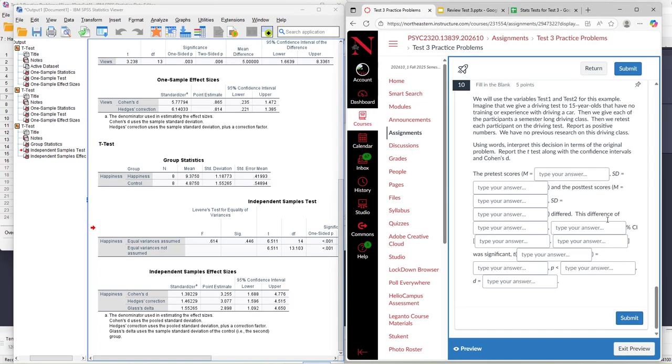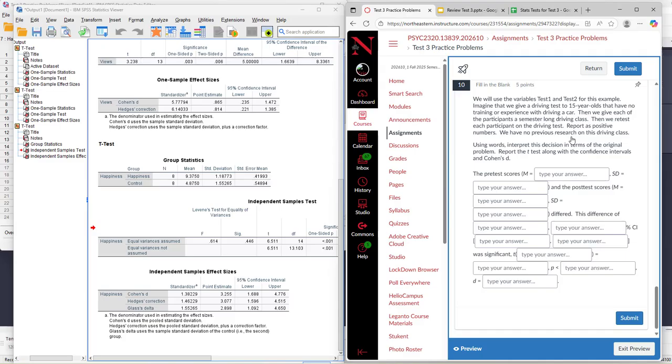Okay. We're using test 1, test 2. Imagine a driving test given to 15-year-olds that have no training or experience driving a car. Then we give each participant a semester-long driving class, and then we retest each participant on the driving test. Report as positive numbers. We have no previous research on this driving class.